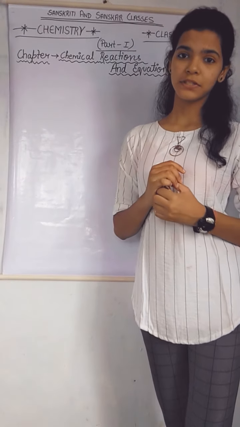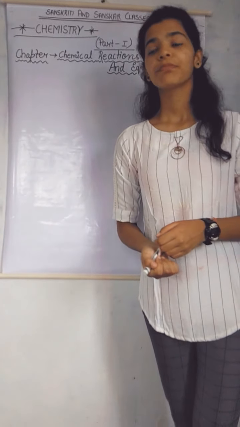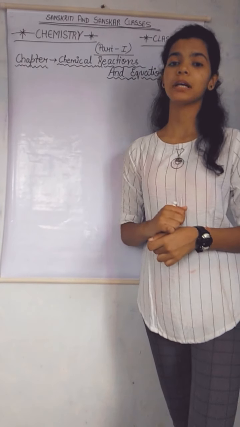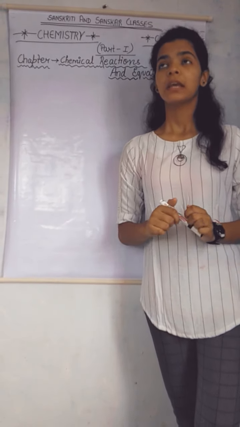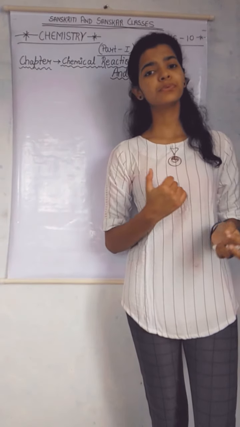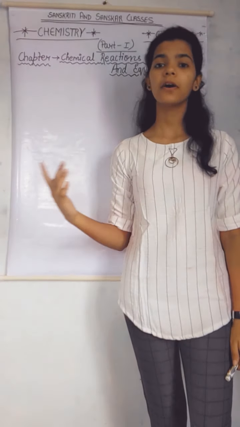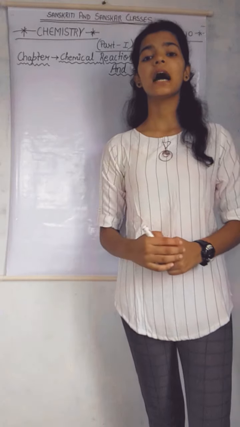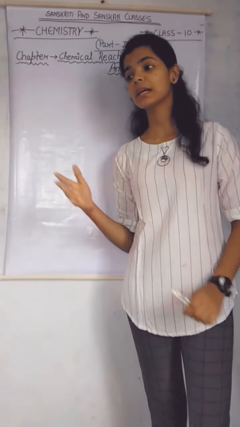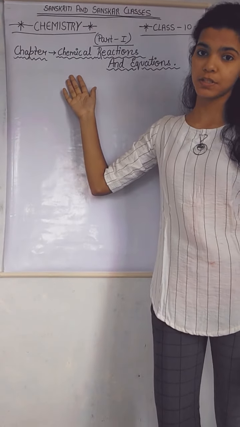I think you all have studied chemical change and physical change in previous classes. So whenever a chemical change takes place, we can say that a chemical reaction has taken place. For example, grapes get fermented, food is cooked, food is digested in our body, we respire, etc. All these are examples of chemical change, and when a chemical change takes place, we can say that a chemical reaction has proceeded.